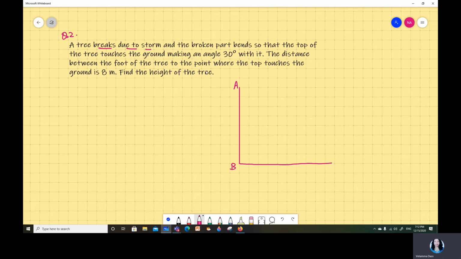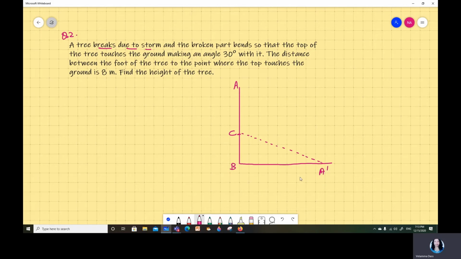Sorry, I'm not using the scale. Here the tree is breaking. Some part of the tree is breaking due to storm. So let's assume that this AC part is broken. The broken part AC is bending down so that the top, this A, is touching the ground and making an angle of 30 degrees with it. Since it's broken, I'm just doing dotted lines, and now it touches the ground. Let's assume that now it is A dash.